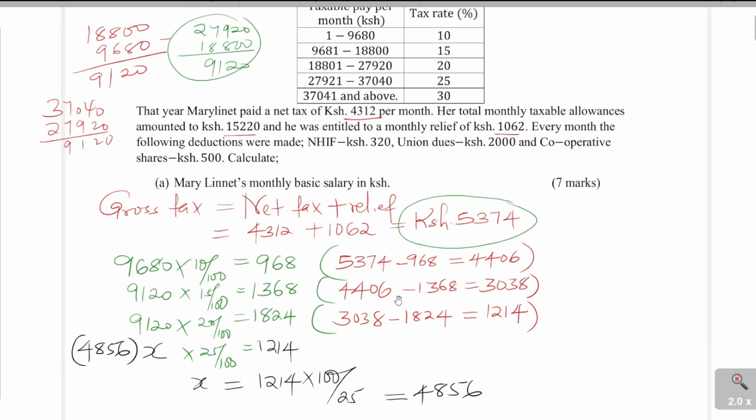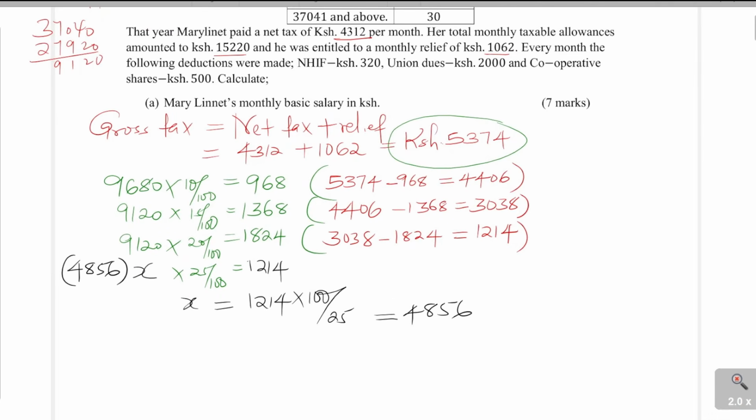Now after getting that, we have everything that we need to get the taxable income. When you add these taxes here, I'll circle them: 968 plus 1368 plus 1824 plus 1214, that will give you 5374. So what we have here, 4856, is the taxable income in this slab that will give 1214 when taxed at this rate of 25%.